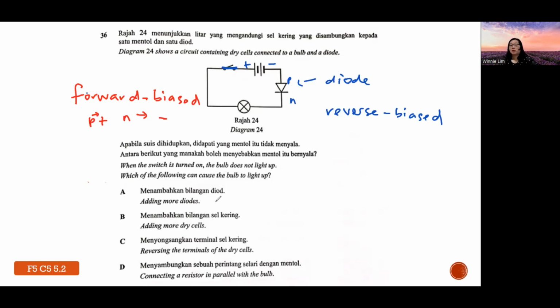Adding more diodes, not accepted. Adding more dry cells, also not accepted. Reversing the terminal, yes. Because when you reverse it, this one shorter, this one longer, that means this one is negative, this one positive. So negative to N, positive to P. Then connecting a resistor in parallel is also no point, because a resistor only reduces the current flow.